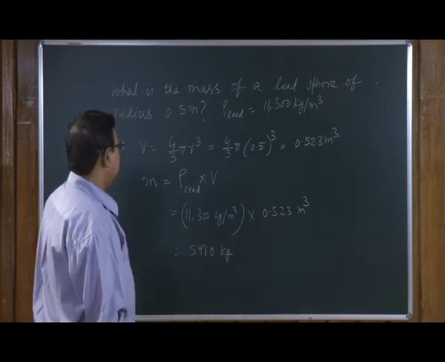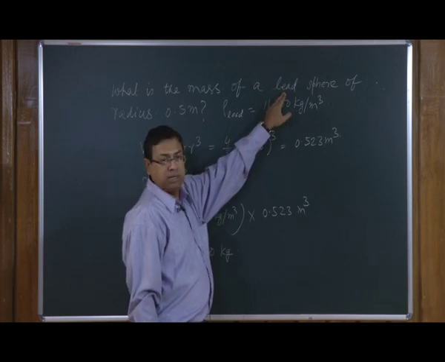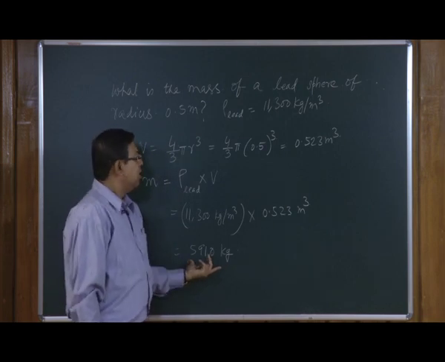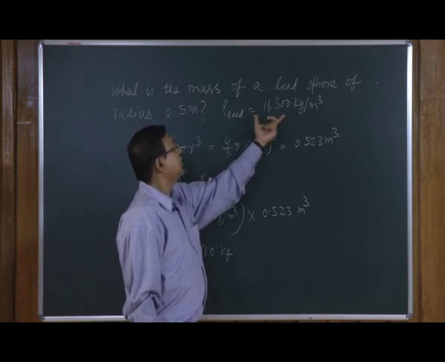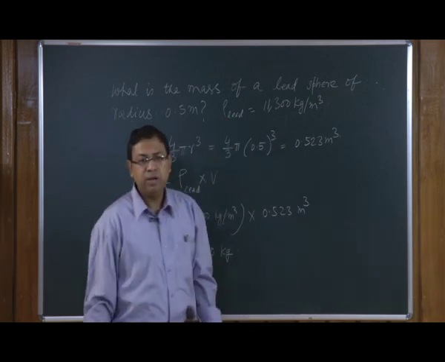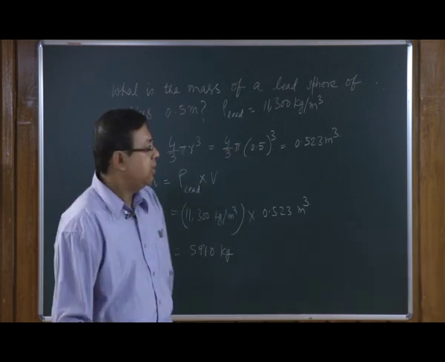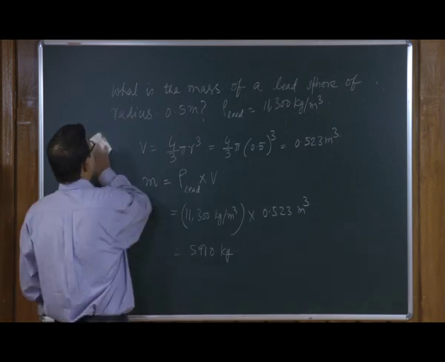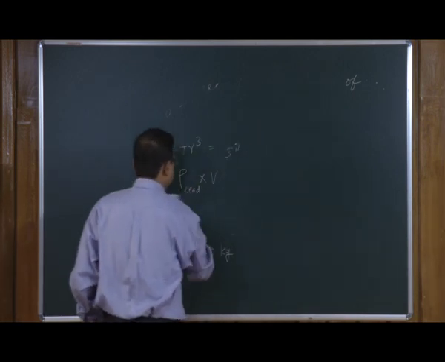You understand that if we replace lead by an iron sphere or an aluminium sphere, this mass is going to be different, because even if the radius remains the same, the density of iron or aluminium is different from that of lead. Now, we shall continue with more problems later. Let us now define the other quantity, which is called the specific gravity.